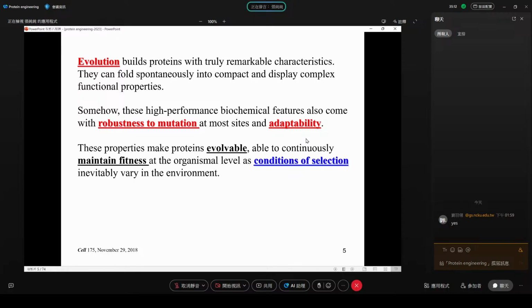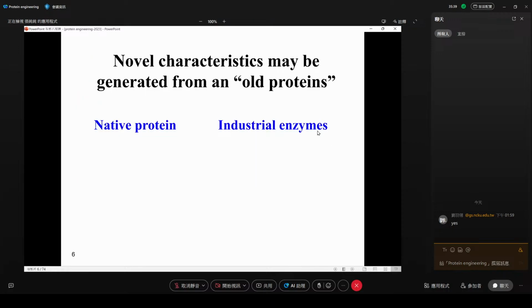Why do I say so? Because those properties, those fitness and selection conditions, really rely on a very long history in our society. So if you want to do something like this in the industry, it is almost impossible. It takes forever to get the new protein, right? We cannot wait 10 years, 20 years, or even 100 years to get the improved property of the proteins.